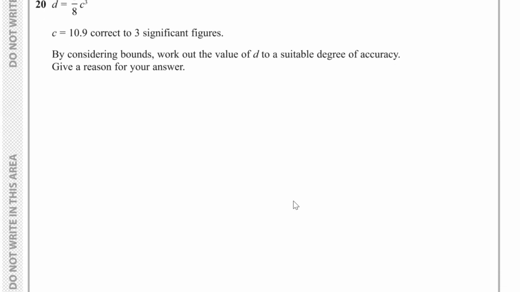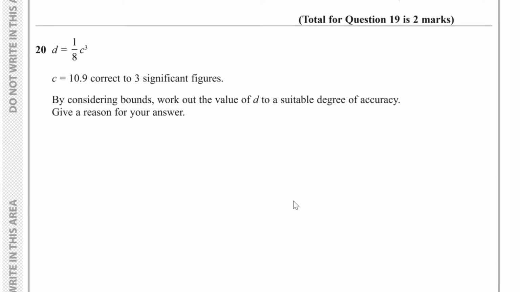Question 20. D is equal to 1/8 of c cubed and c is equal to 10.9, correct to 3 significant figures, and by considering bounds we have to work out the value of d to a suitable degree of accuracy, giving a reason for your answer. So first of all we can find the upper and lower bounds of c. So the upper bound of c, that's equal to 10.95, and the lower bound of c is equal to 10.85.